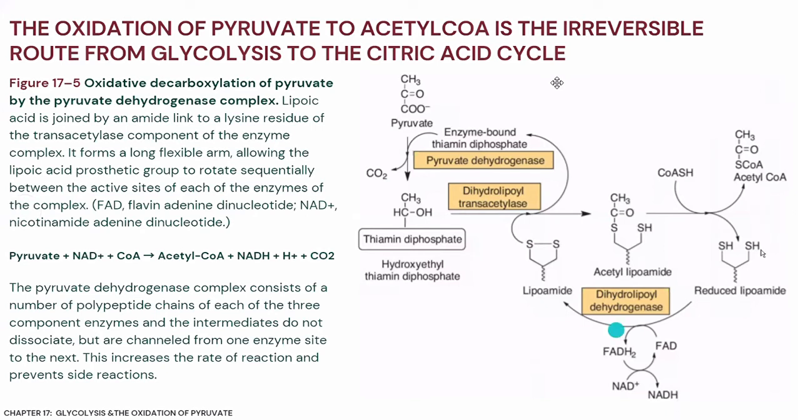So, where will this acetyl-CoA go? We said pyruvate gets inside the mitochondrion into the matrix, and is then acted upon by the pyruvate dehydrogenase complex, and you produce acetyl-CoA. So where will this acetyl-CoA go?